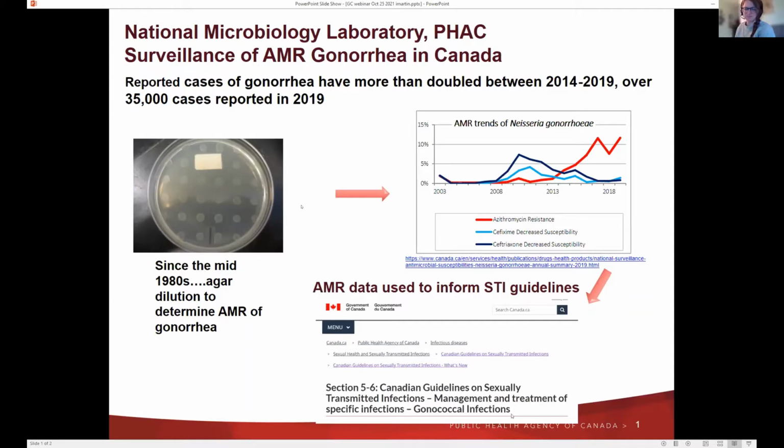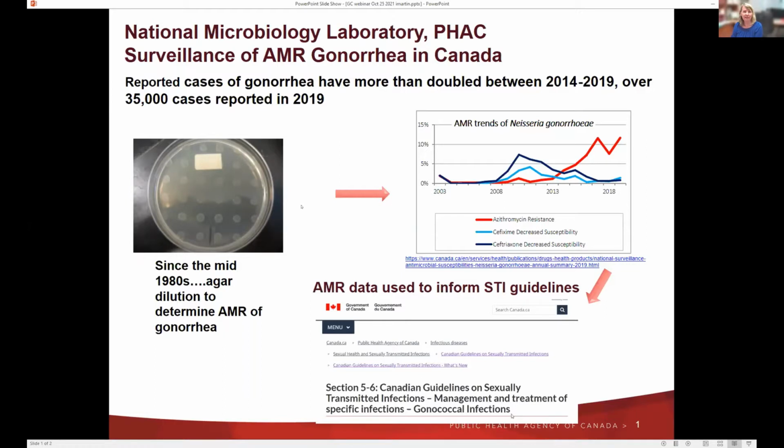Okay, good. All right, so I'm calling in today from the National Microbiology Lab. I'm based in Winnipeg, Manitoba, also part of the Public Health Agency of Canada. Today I'm going to give you a quick snapshot of the Neisseria gonorrhea AMR surveillance work that our lab is doing. So first is a bit of background.